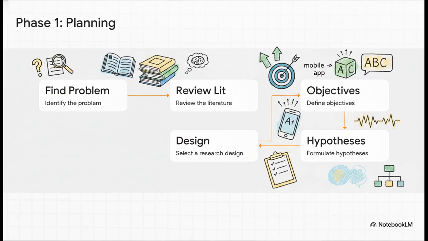To make this a bit more concrete, let's use a running example. Let's say you want to study how technology affects vocabulary learning. Identifying the problem might literally be noticing your students are struggling to retain new words. Reviewing the literature, that means reading past studies on mobile-assisted language learning. And defining your objective is deciding to test a specific mobile app right there in your classroom.